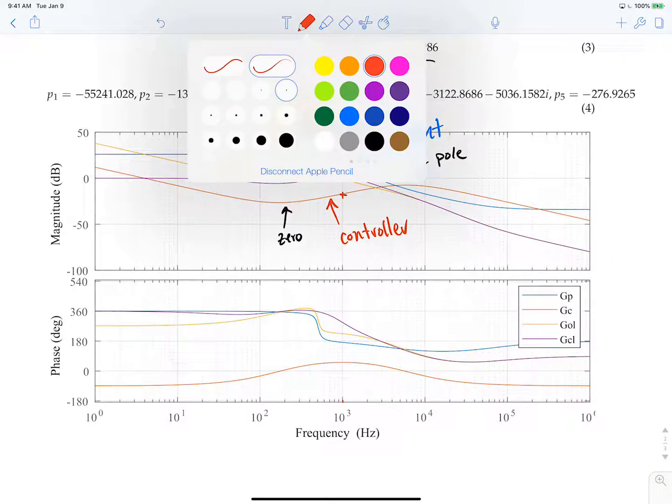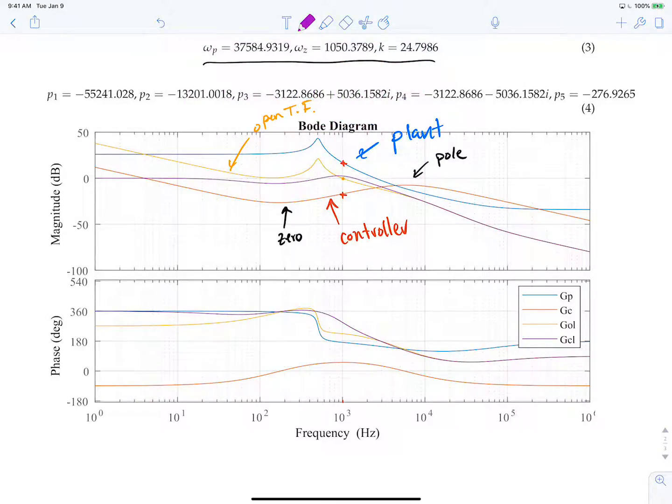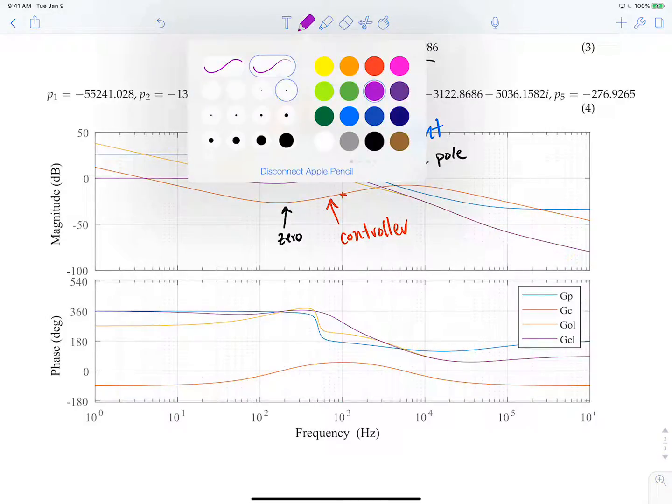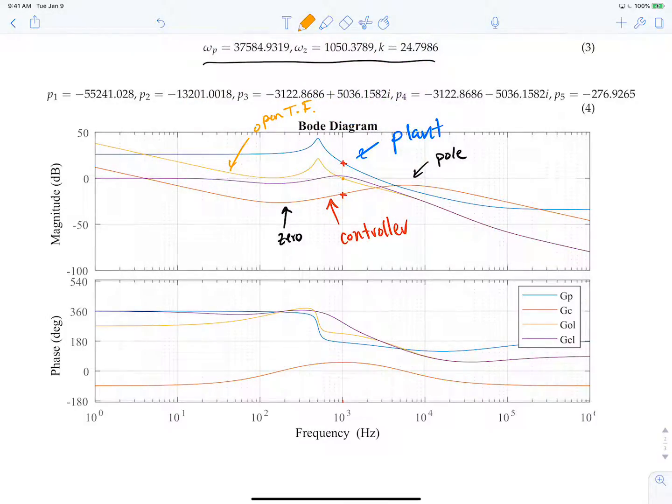All right, I think we designed for a phase of about 60 degrees. Let's see if we meet that in our open loop response. So if we look at that, remember this is from 180, so where's GOL? We got it here in orange. You can see that, where are we here? It should be about here, which looks to be about 60 degrees.